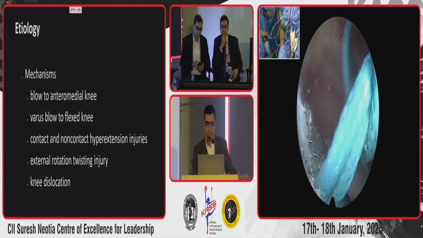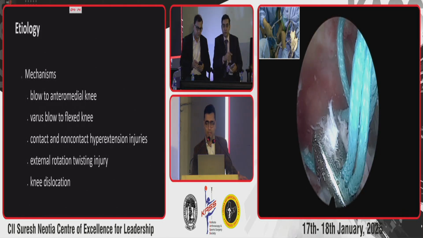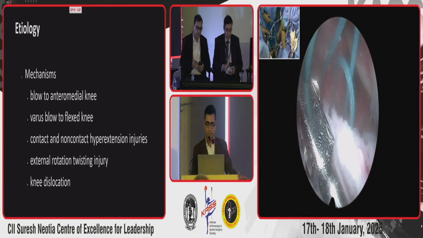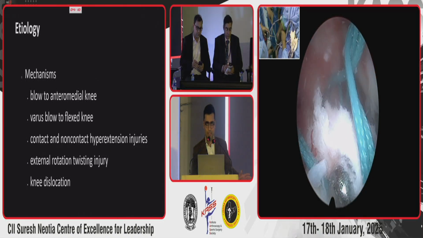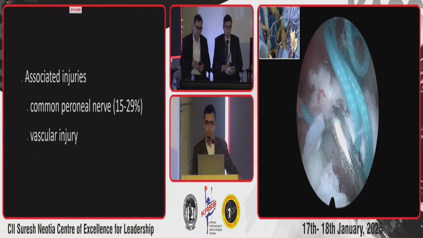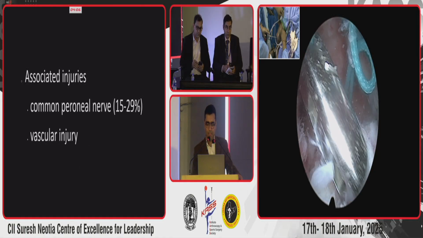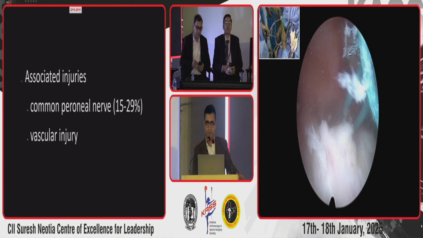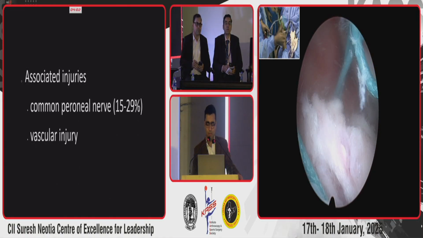So etiology, definitely we know about it: blow to the anteromedial knee, hyperextension injuries, knee dislocations as we have in this case which is going on. Of course, we have to be aware of the associated injuries. Common peroneal nerve injury is pretty common with this, so is vascular injuries.